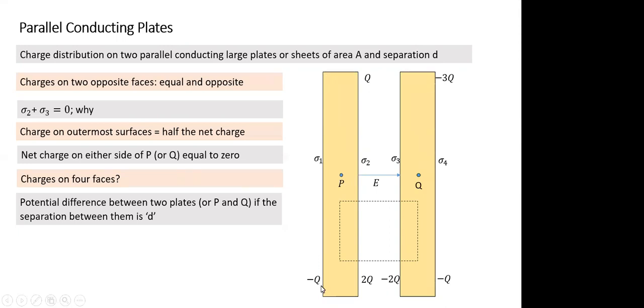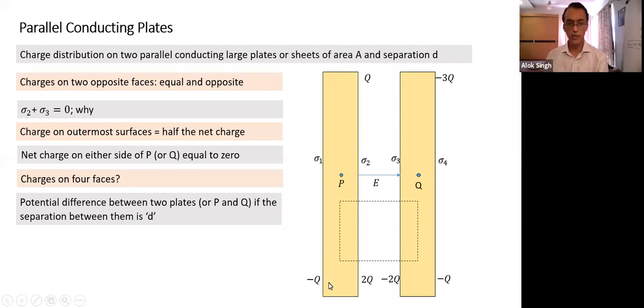Everywhere the field is 0, so the work done is 0 and the potential remains the same. Okay, so what is the field between the two surfaces? It is equal to the charge density divided by epsilon naught. Why is it not sigma by 2 epsilon naught? Why is it sigma by epsilon naught?